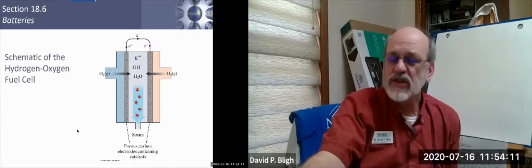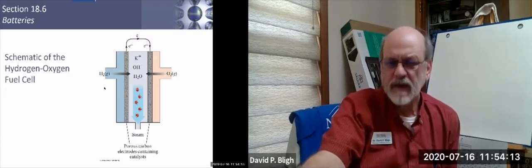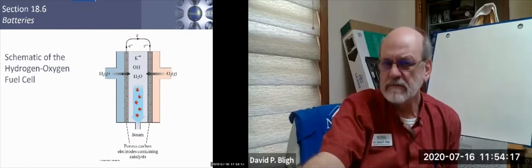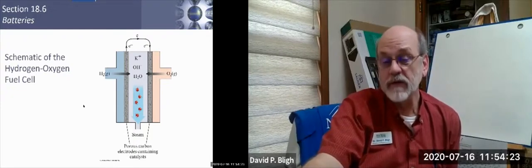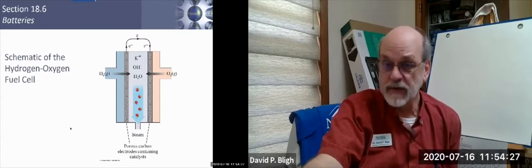Okay, so that's the general scheme for a fuel cell. You can use something else in here to be oxidized and something else in here to be reduced. The concept is the same, whatever the oxidizing and reducing agents happen to be.